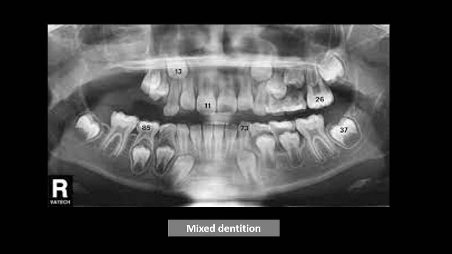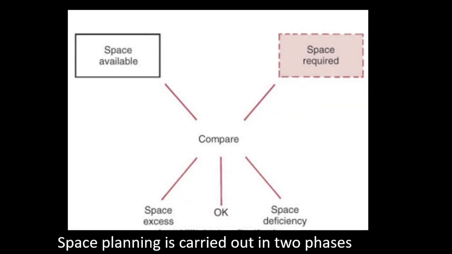It is important to quantify the amount of space available within each arch, as the treatment will vary depending on the severity of the crowding. Space analysis or space planning is carried out in two phases. In the first phase, we calculate the space available, and in the second phase, we calculate or measure the space required.